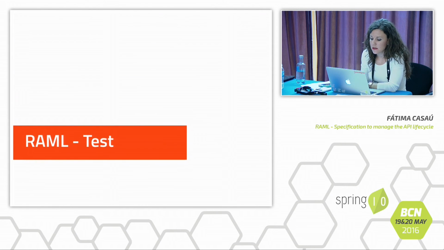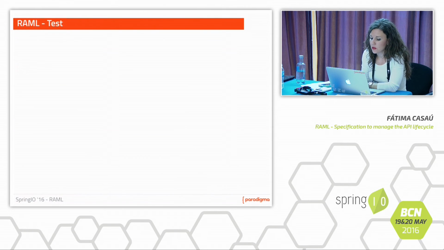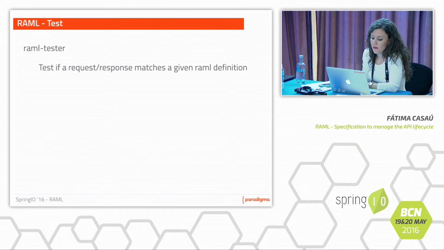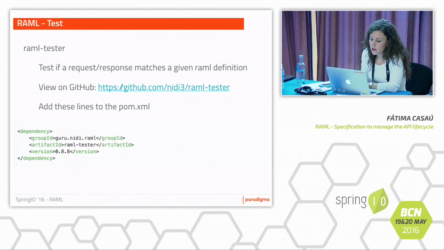The next phase is the test phase. On the other hand, backend developers can test the implementation of the API using a library called RAML Tester. This tool allows testing if the request and response match a given RAML definition. You can see the documentation on GitHub on this page. To start to use it, you need to add this line to the POM XML or similar in a build Gradle file.